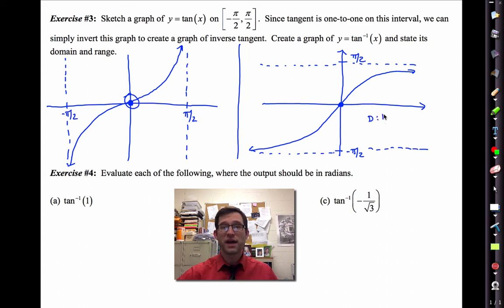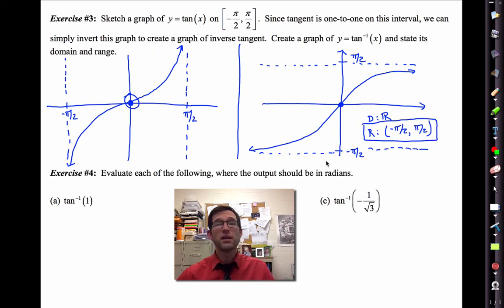The domain now is actually all real numbers, but the range, and this is kind of neat, goes from negative pi over 2 to pi over 2, but we never get negative pi over 2 and pi over 2. That's the best we can do. All right? So, same deal in exercise 4.